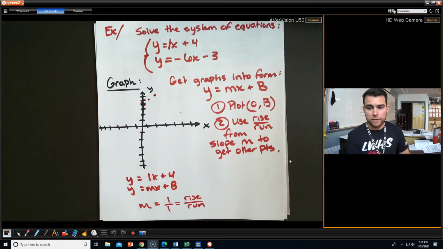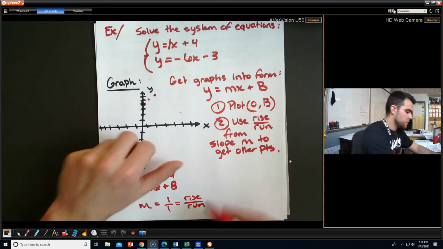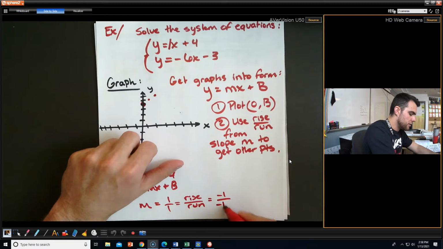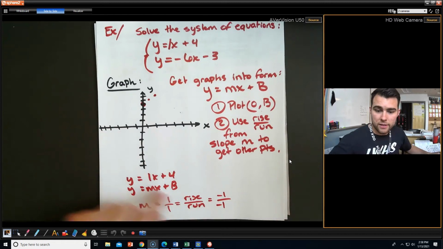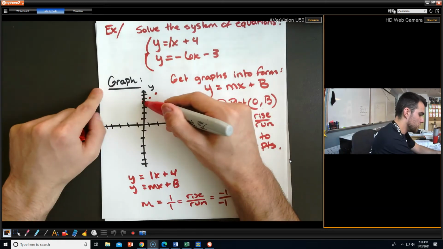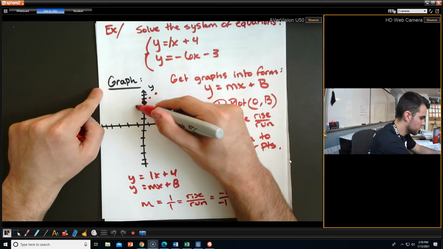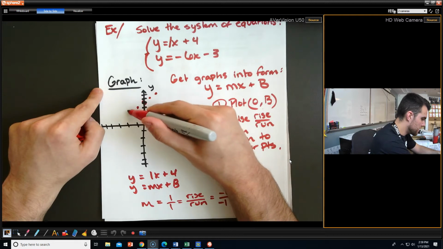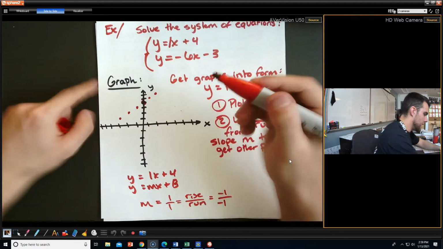I'm going to go up 1, to the right 1, and I start getting some points. I can also go the other way. I don't have to just treat it as 1 over 1. I could treat it also as negative 1 over negative 1. Why can I do that? These simplify to positive 1, which means I can go down 1 and left 1. I go down 1 and left 1, down 1 and left 1, and I can get a line that way.